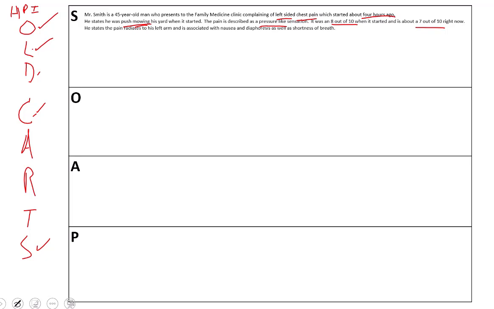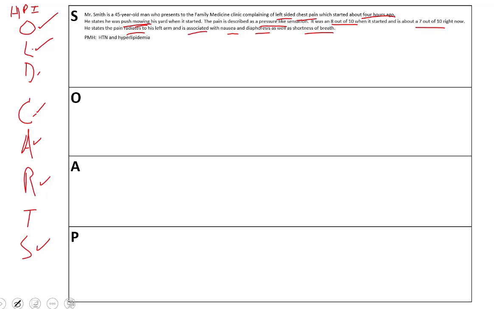He states the pain radiates to his left arm and is associated with nausea, diaphoresis, and shortness of breath. Those are certainly key things to know. So we've got our radiation part of the R. We have our associated symptoms, and these are important because if it's cardiac chest pain, things that you might see are a pressure-like sensation that's pretty severe with activity, and it might radiate to the left arm, and it might have nausea, diaphoresis, or sweating, and shortness of breath associated with it as well.